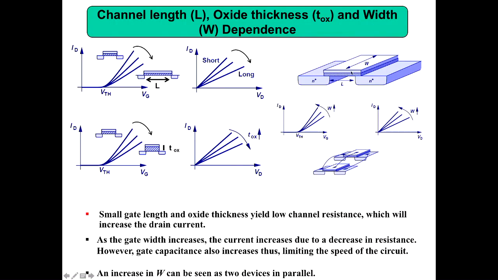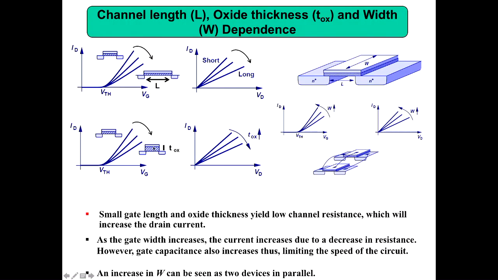If you want to increase the width of your MOS, usually in the chip, they don't construct a bigger transistor, rather they connect two in parallel, so you can increase the width. So here I can see, as the gate width increases, the current increases due to the decrease in resistance. However, gate capacitance also increases, thus limiting the speed of the circuit.